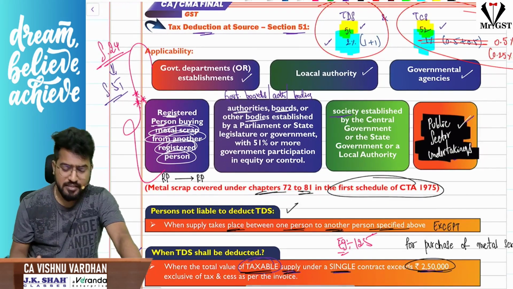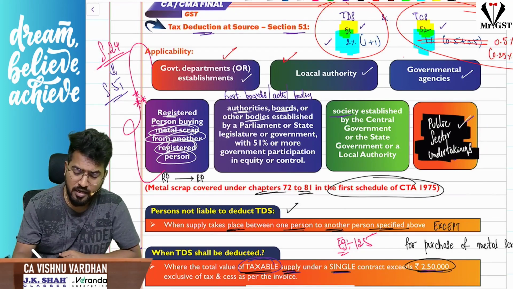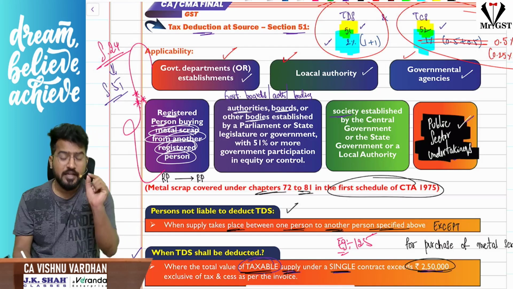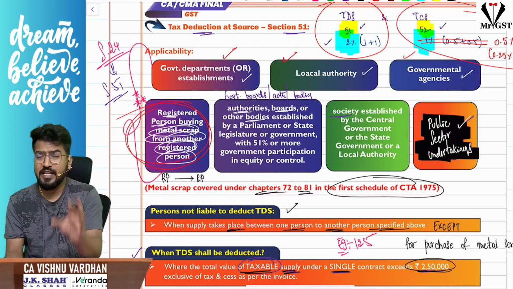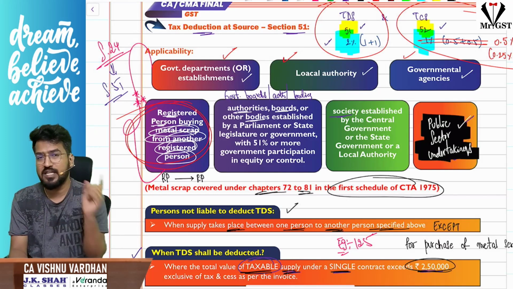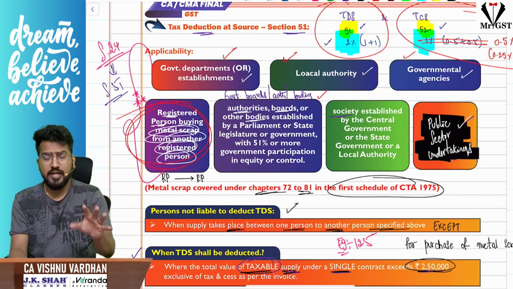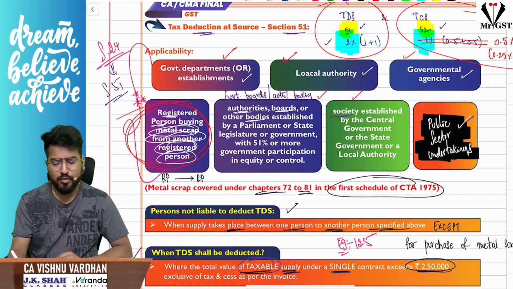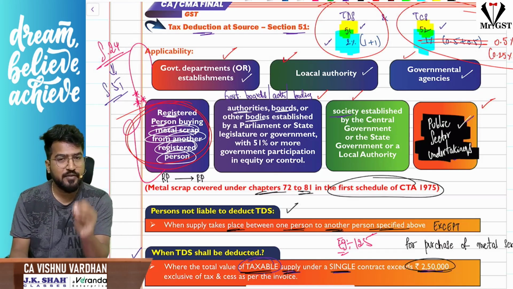Sir, first, TDS is applicable for whom, sir? This is applicable for government departments or establishments, local authorities or governmental agencies, or the new addition here is a registered person buying metal scrap from another registered person. Okay, metal scrap dealers, both are registered, then TDS provisions will come into picture. Government boards, authorities or bodies, societies, government societies and public sector undertakings, for these people section 51 TDS provisions are applicable.